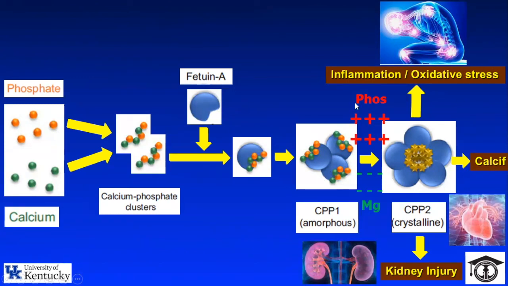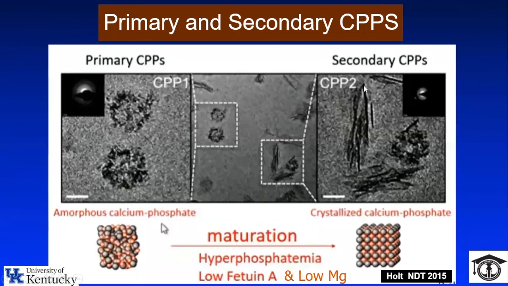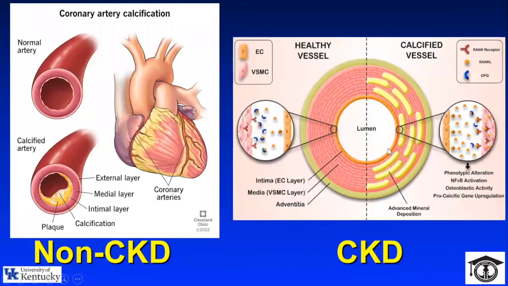But with excess phosphorus and lack of magnesium, this transforms to CPP2, the secondary calciprotein particle, which is no longer amorphous but crystalline, and starts to calcify the soft tissue, the heart and the blood vessels, induces oxidative stress and inflammation, and also induces kidney injury. This is a needle-like structure. Calciprotein particle 2 is associated with bad disease.